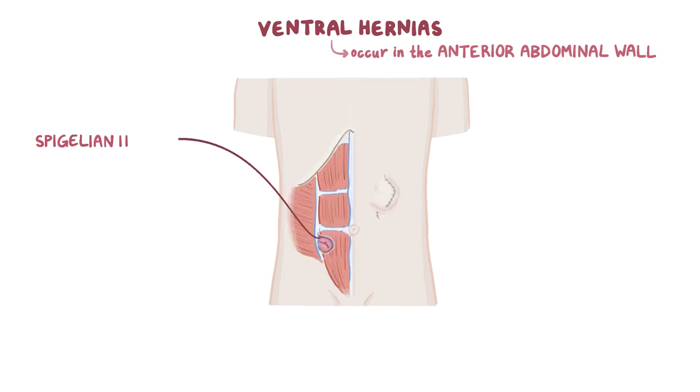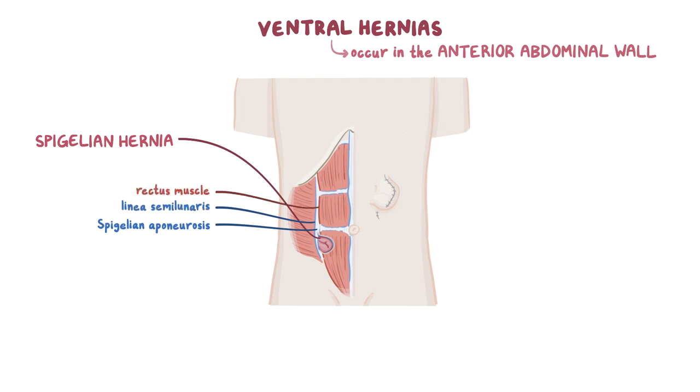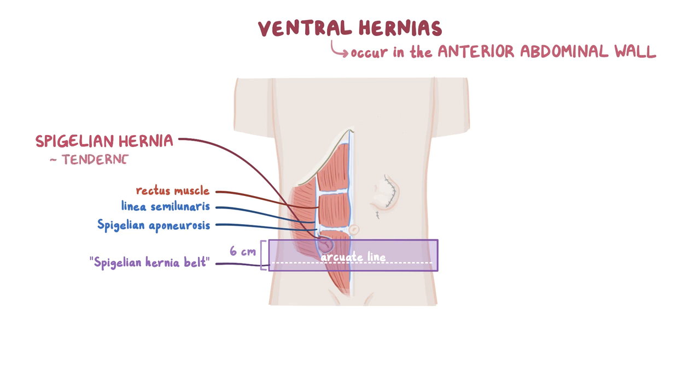Third, there are Spigelian hernias. These occur through a defect in the Spigelian aponeurosis, which is the aponeurosis of the transverse abdominal muscle bound by the linea semilunaris laterally and the lateral edge of the rectus muscle medially. The typical location is in the Spigelian hernia belt, a transverse 6 cm wide zone around the level of the arcuate line, which is the caudalmost extent of the posterior rectus sheath. Individuals usually have tenderness and swelling in the mid to lower abdomen, just lateral to the rectus muscle.